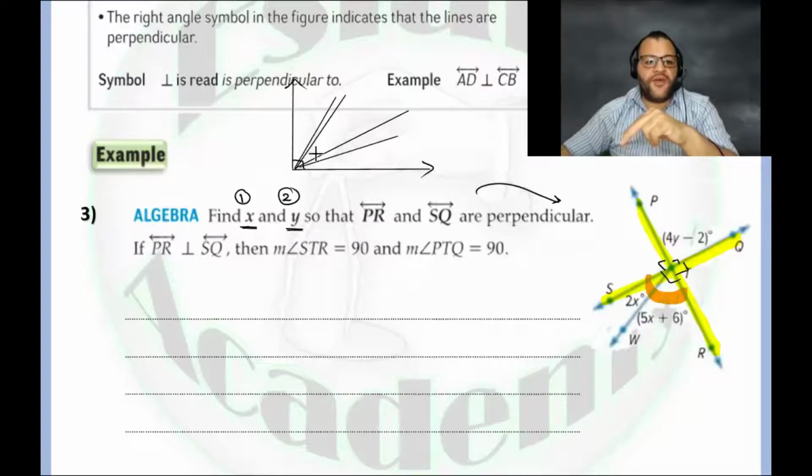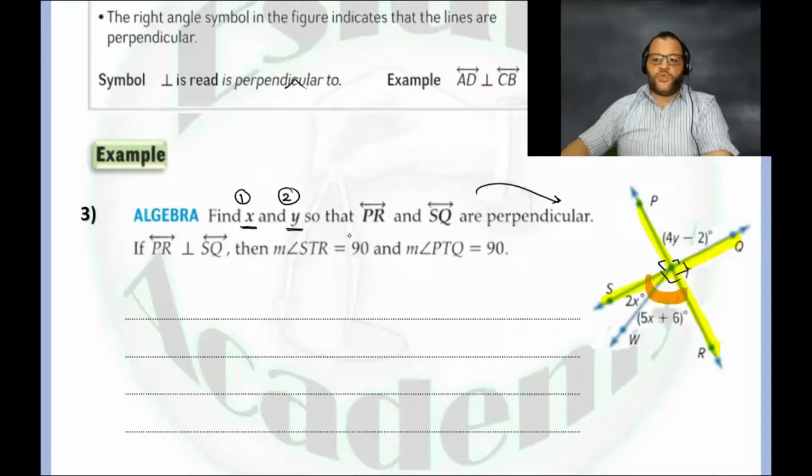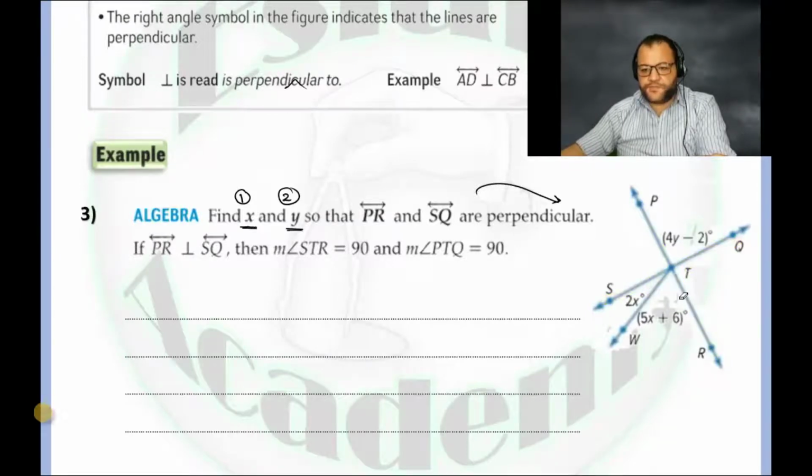4 angles, 5 angles, 6 angles, because they are starting from the same vertex. It means the sum of the angles drawn between two perpendicular lines still equals 90 degrees. Okay. So to solve this one, we can say that this point is called T.